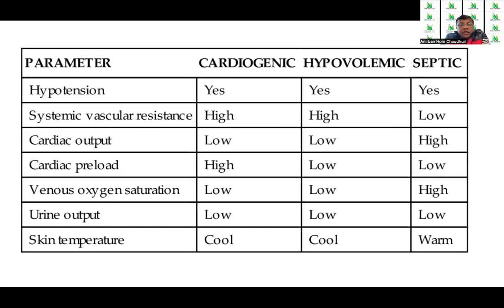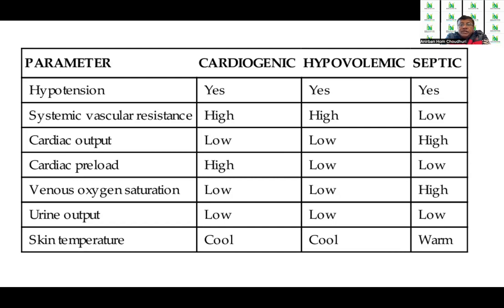So if you look into the individual parameters carefully, you will find that if you remove the others from the list, you can see the cardiogenic, hypovolemic, and septic. If you try to distinguish these three in particular, you will find that hypotension is present in all. The systemic vascular resistance is low in septic shock, high in others, because septic shock is a vasodilatory shock.